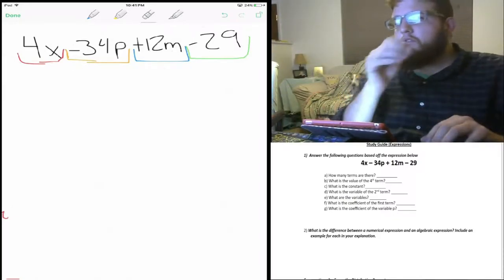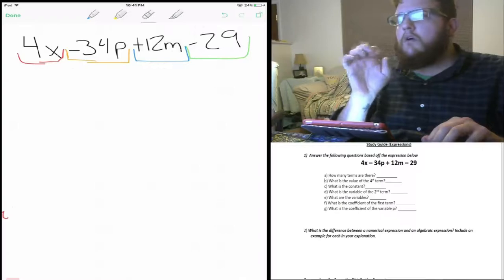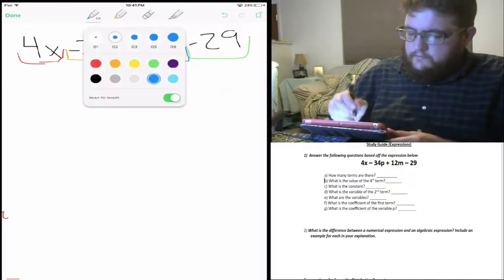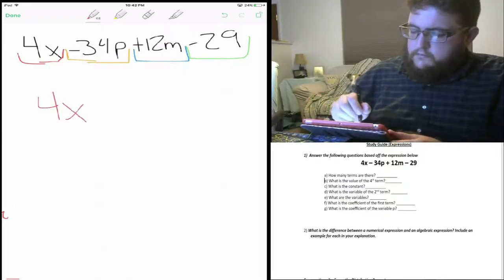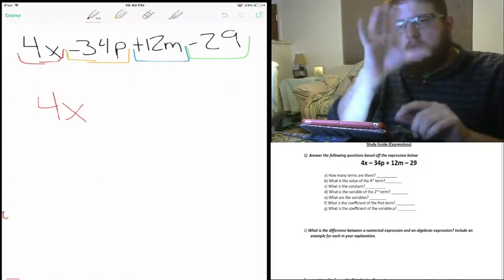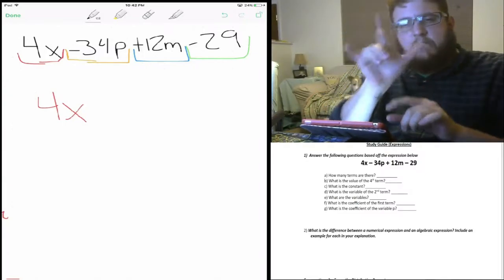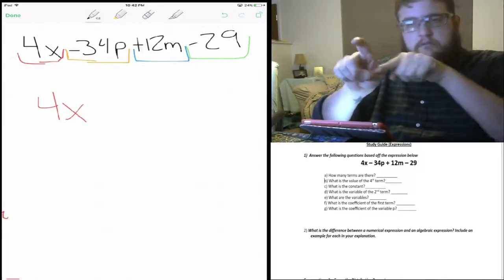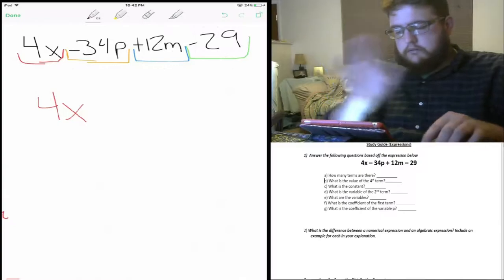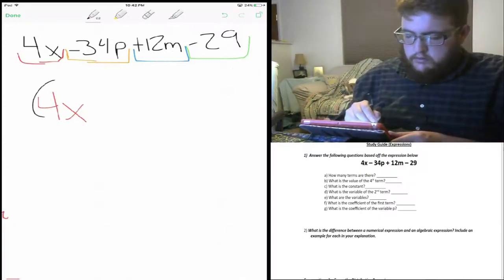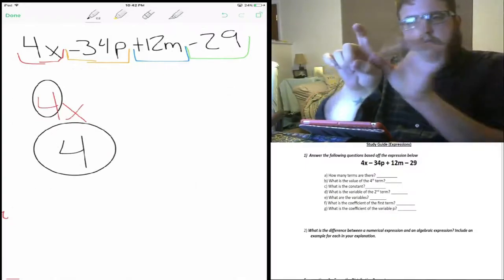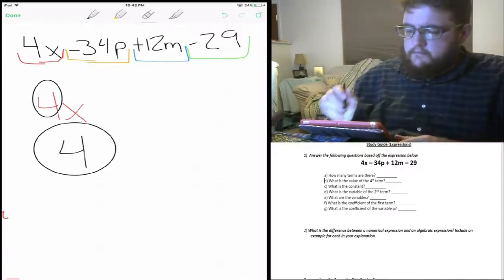F says, what is the coefficient of the first term? So our first term is 4x. And recall what a coefficient is. Excuse me. So remember that a coefficient is the number in front of the variable, the number associated with a variable. So in this case, we've got 4x. The coefficient of our term 4x is 4. So the answer to F is 4. 4 is the coefficient of the first term.